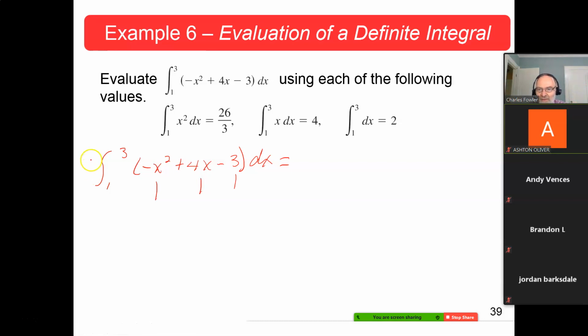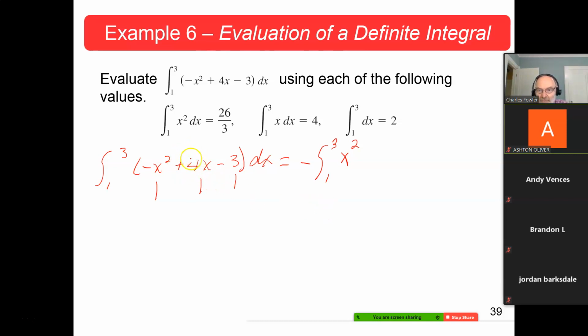Now that first one, I'm going to pull that minus sign, that's a minus 1, outside the integral. So that'll be minus the integral from 1 to 3 of x squared. Agreed or not? Does that look like it's legal? Everybody okay with it? I don't hear any objections, so I'll assume so.